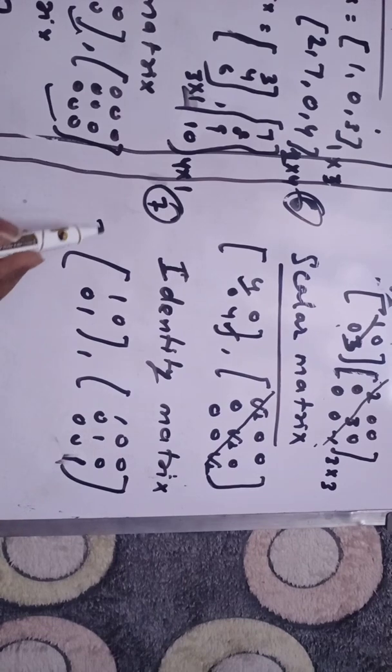Next is known as identity matrix. Identity matrix is represented by capital I.